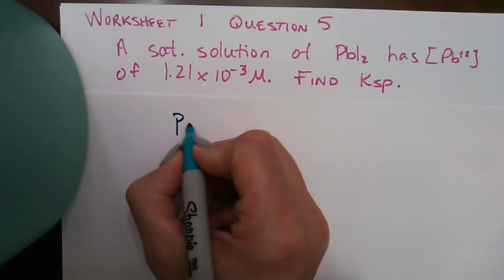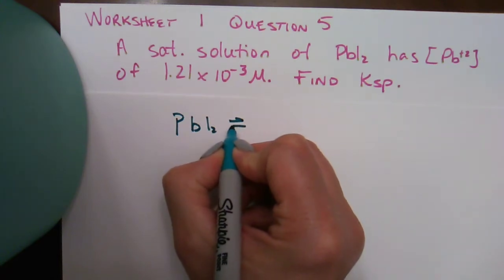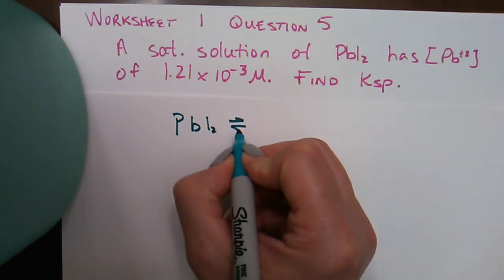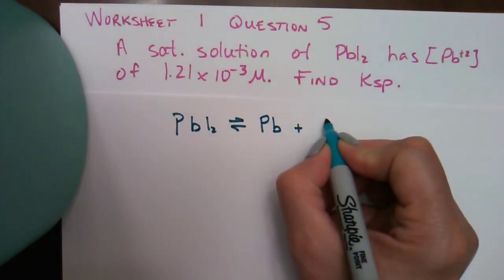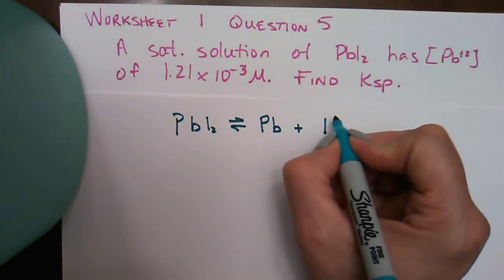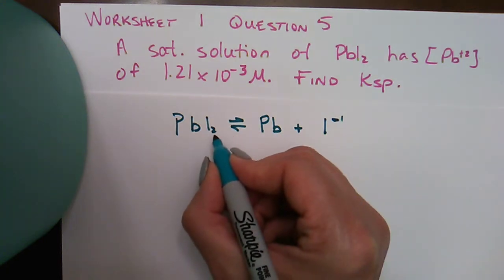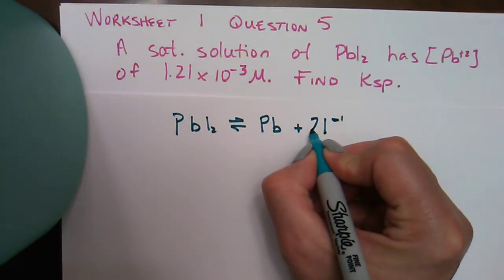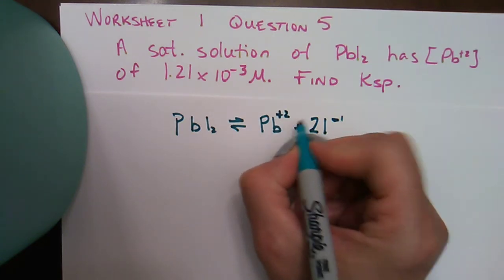Lead iodide, PbI2, is going to dissolve in water in an equilibrium situation, so two-way arrows, to form the lead ion and the iodide ion. We know iodide ion has a charge of -1, and from this balanced equation I can see that I'm going to need 2 of them. Lead then will have to have a charge of +2.